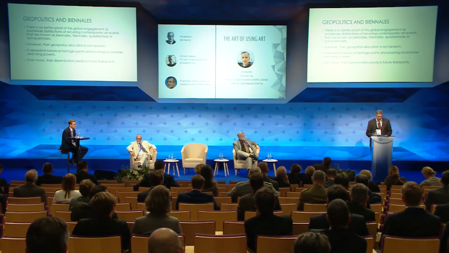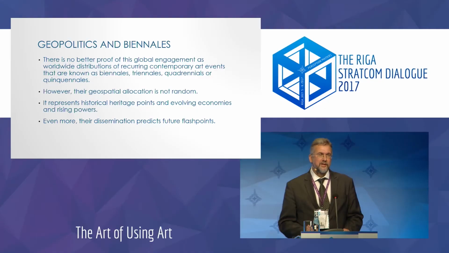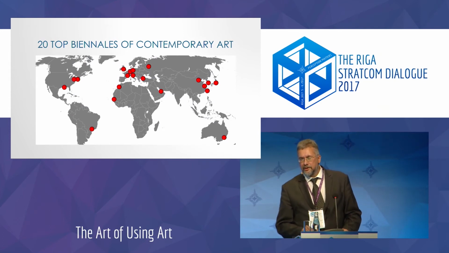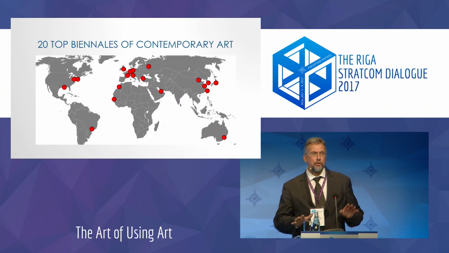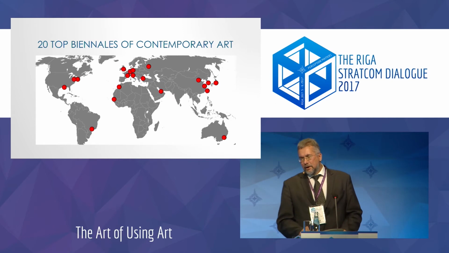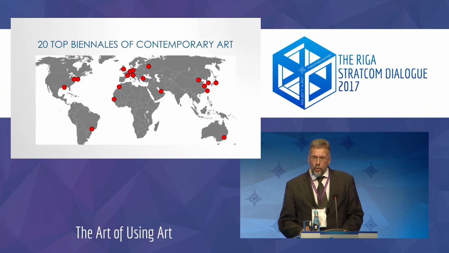However, the geospatial allocation is absolutely not random. It represents historical heritage points and also points out the next flashpoints in accordance with classical geopolitics. If we just look at the top 20 biennales of contemporary art and how they are distributed around the world, we know there are about 200 biennales nowadays, some of them rather small ones that nobody knows. But these top 20 perfectly show where the ambitions are, where the next intentions are, where the rising nations are, and where the rising flashpoints of tension could be.